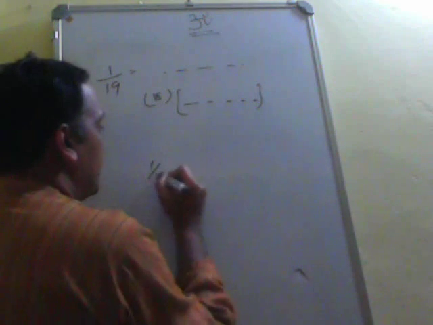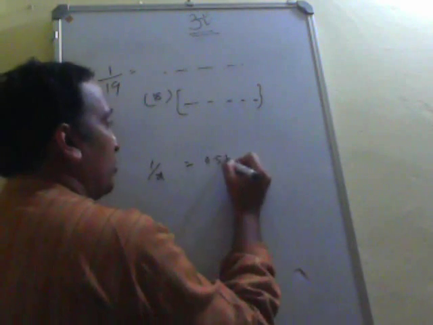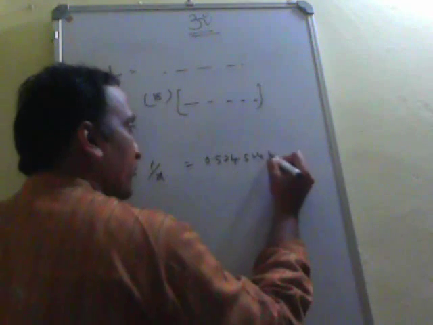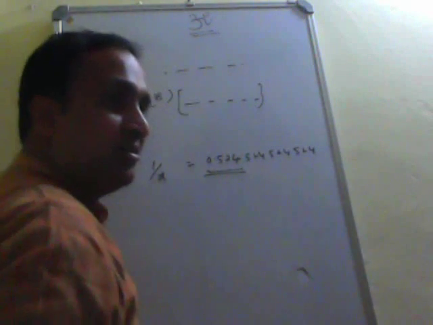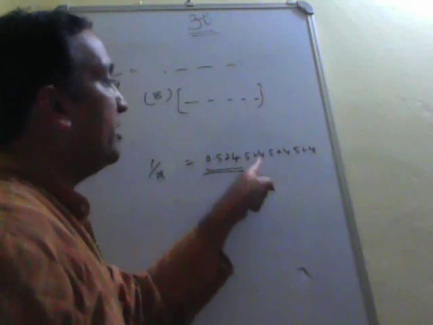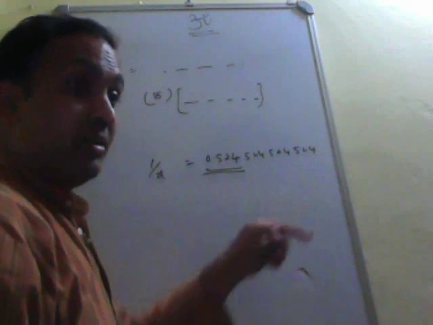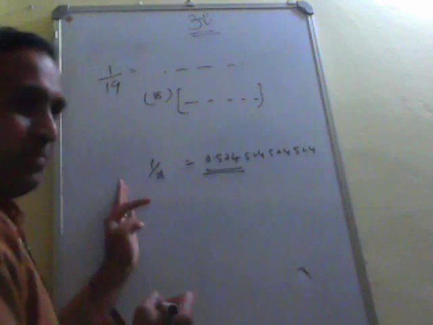Suppose a number is 1 by x, and it is 0.524524524524. After how many digits is it repeating? 3 digits. After 524, it is repeating 524, 524, 524. I'm just taking some examples.